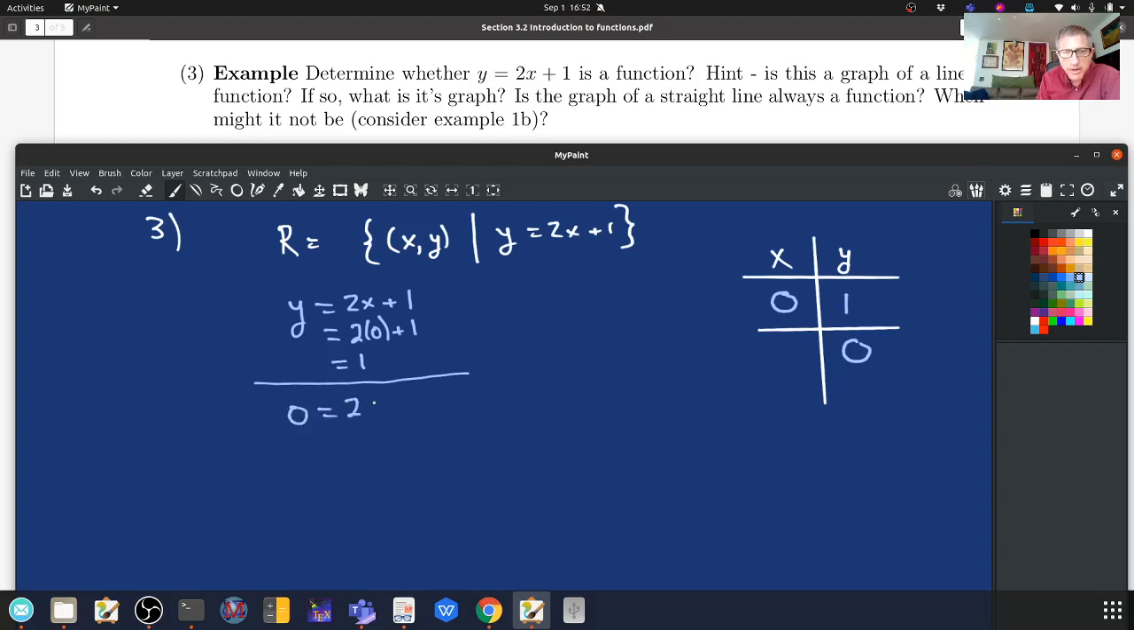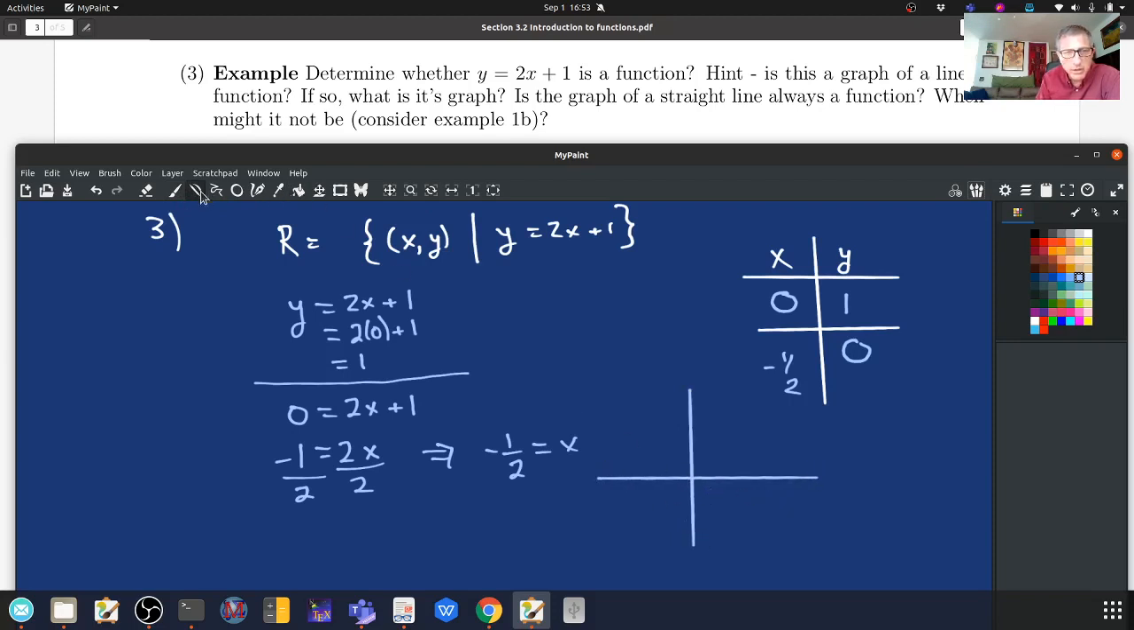So I solve for x. So I move the 1 to the other side. I subtract 1 from both sides. And then I divide by the coefficient of the variable term. And that gives me minus 1/2 is equal to x. So let's plot this really fast. Just kind of eyeball it. You've got to give me a Cartesian plane.